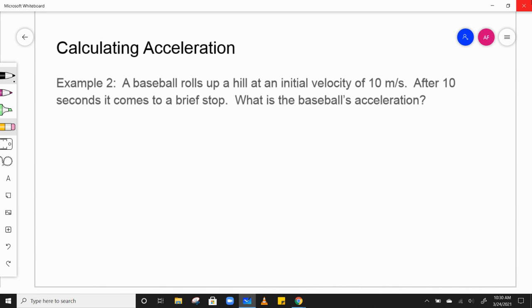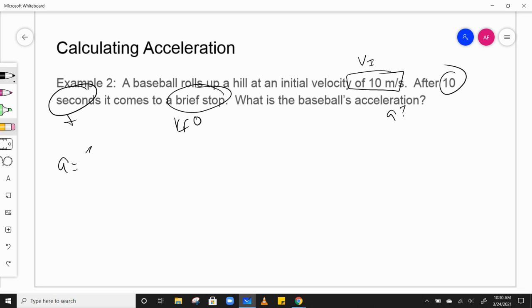Okay, number 2. A baseball rolls up a hill at an initial velocity of 10 meters per second. So that's our initial velocity. After 10 seconds, so that's the time, it comes to a brief stop. Brief stop means that the final velocity is 0. And what is the baseball's acceleration? So we're looking for acceleration again. Our final velocity is 0, initial is 10 meters per second, and it does it in a time of 10 seconds.